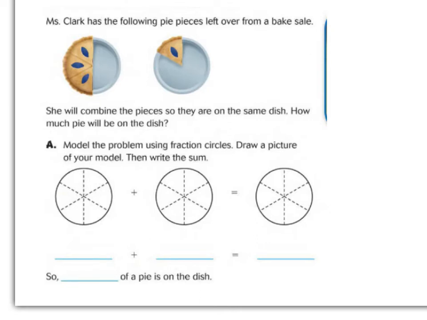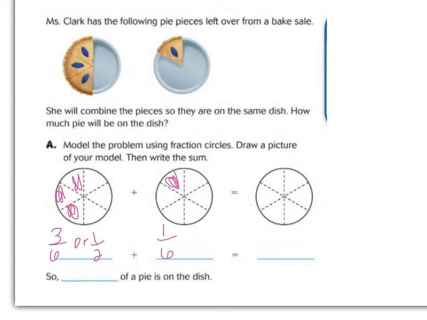Miss Clark has the following pie pieces left over from a bake sale. She will combine the pieces so they are on the same dish, and how much pie will be on each dish? So, first we're going to model the problem using fraction circles. The first pie had 3 slices left over. The other piece had 1. So this is 3/6, which is also known as 1/2. And this is 1/6 of the pie left.